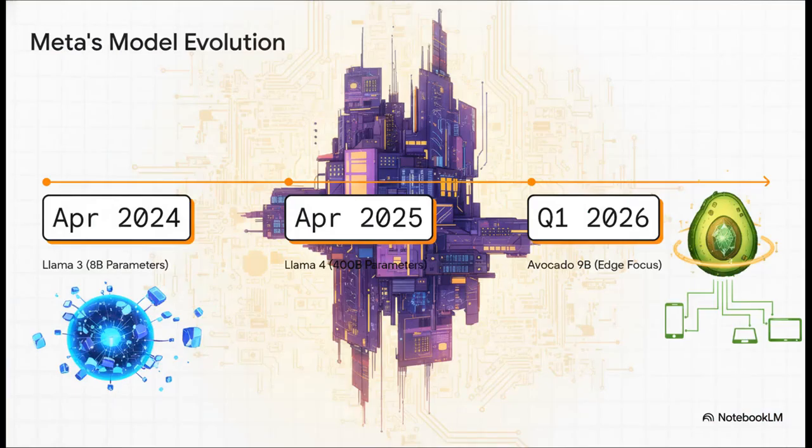To really get why Avocado is such a big deal, you have to look at where Meta's been. Back in 2024, we got Llama 3 with 8 billion parameters. Then 2025 hits and boom, the monster 400 billion parameter Llama 4. But now, in early 2026, they've done something different. Instead of just going bigger and bigger, they went smarter. Avocado is the super well-trained, dense model that's all about one thing: being crazy efficient on regular hardware, the kind of stuff you and I actually have.